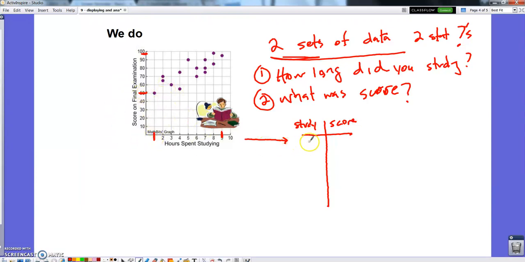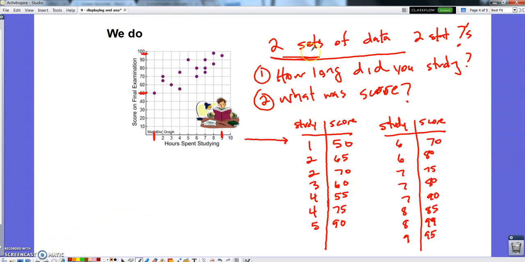So one person studied 1 hour, got a 50. One person studied 2 hours, got a 65. One person studied 2 hours, got a 70. One person studied 3 hours, got a 60. One person studied 4 hours, got a 55. And I'm going to pause here and finish this up. You probably should too. I don't want to bore you by having you just listen to me do this forever. And there you go. So there's my t-charts. I had to make 2. I ran out of space. And so there is my data looked at another way.